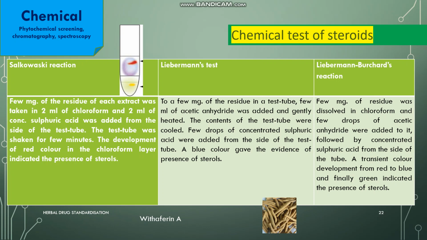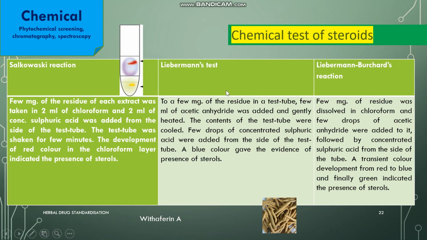Take a few milligrams of the residue of each of the extracts that you have already prepared in 2 ml of chloroform and add 2 ml of concentrated sulfuric acid, and the test tube is shaken for a few minutes. The development of a red color in the chloroform layer will indicate the presence of steroids in the sample. In the same way, the Lieberman test uses acetic anhydride, and the Lieberman-Burchard reaction, an advanced form, uses other organic solvents and chemicals.